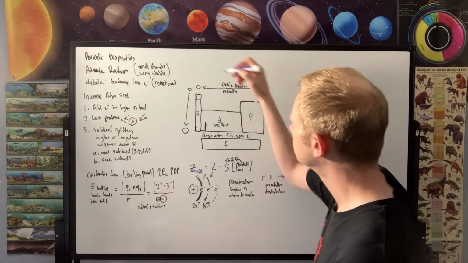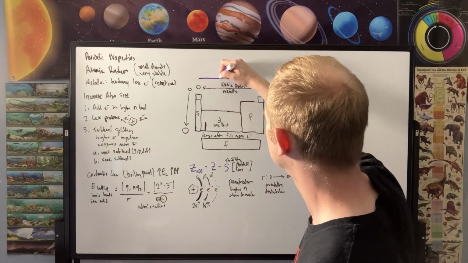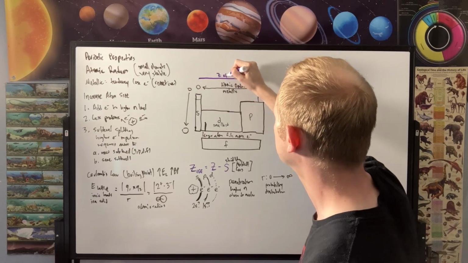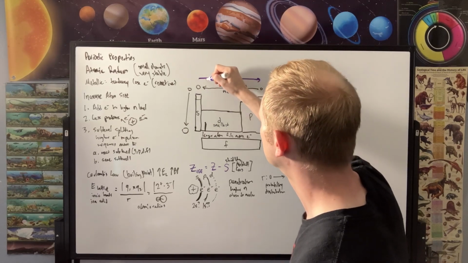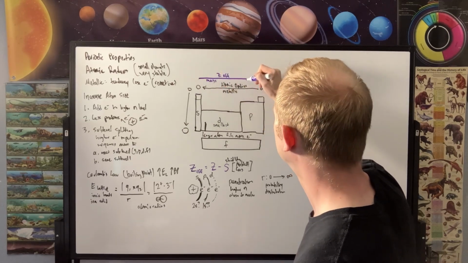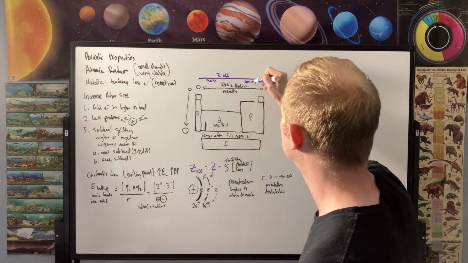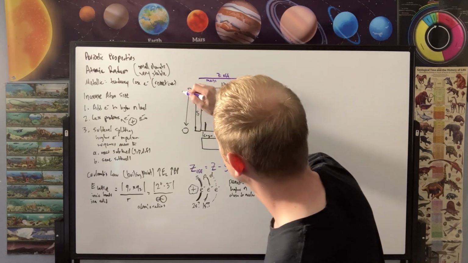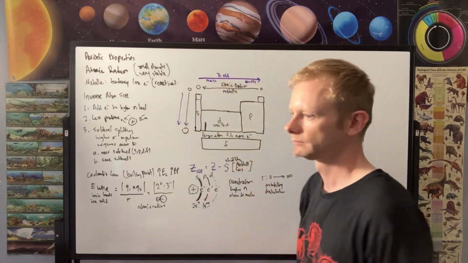So Z effective is essentially just going to make the same trend that the normal Z would be. That would be this direction. So here's your Z effective. And this is going to go along with mass and density. Those are two things that are going to follow the same trend, so we might as well put them on the same arrow here.